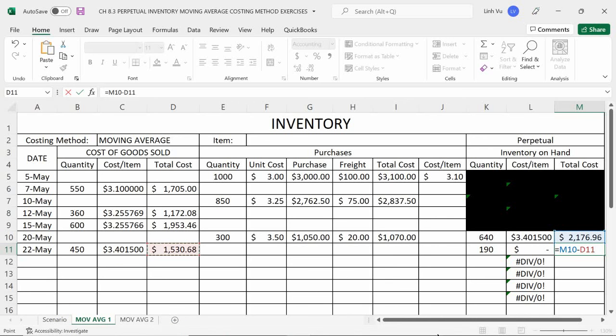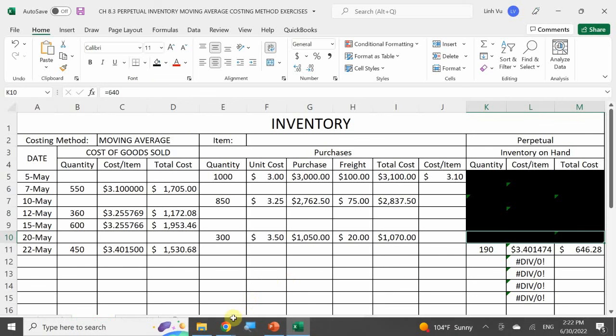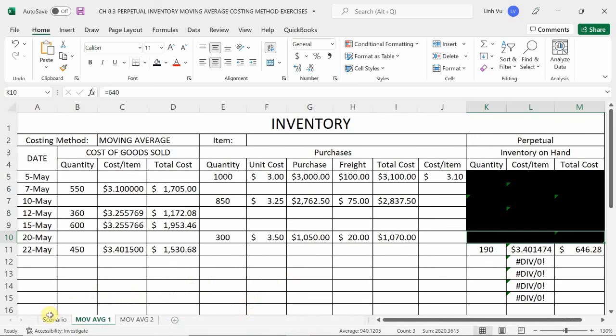The balance is now $646.28. Good. Giving me still an average cost. So here it dropped by 3/100th of a penny. Okay. It went from 3.4015 to 3.40147. Okay. And then cross this out because we no longer have this available. Okay. So let's see what else happened.